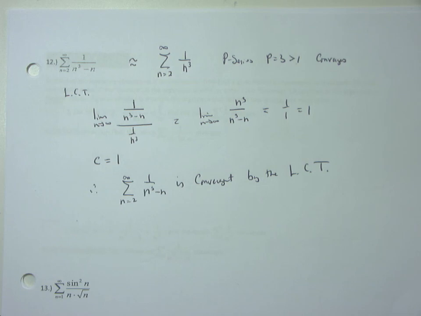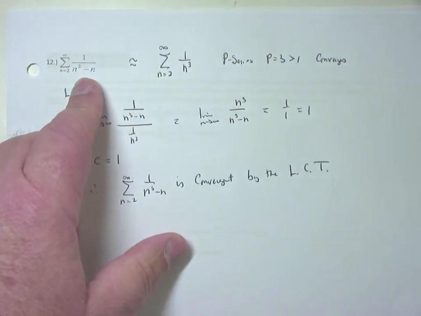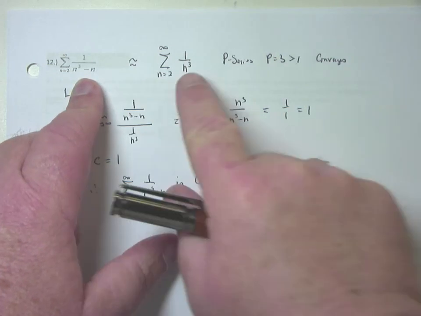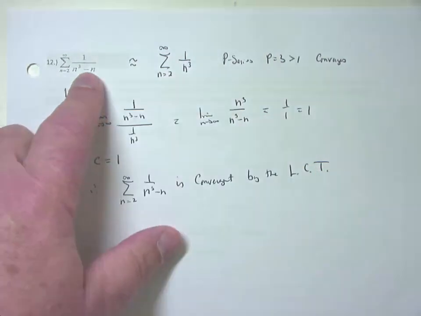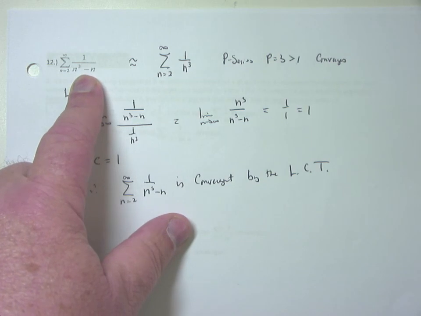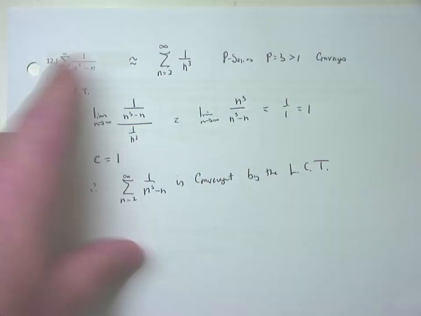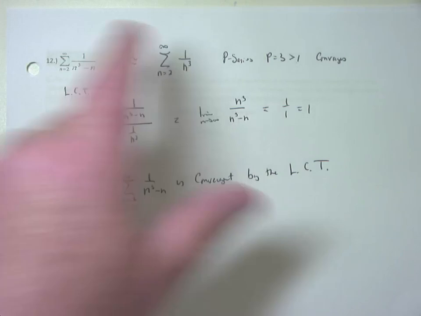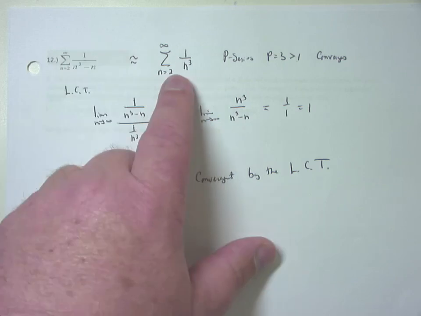Now, question for you: could I have used the direct comparison test on this problem? Yes or no? To do the direct comparison test, you've got to get that inequality just right. This series converges. But let's take a look at how these two series line up. When you subtract n from the denominator, the denominator gets smaller, so the overall fraction gets what? Bigger. So the sum of 1 over n cubed minus n, n from 2 to infinity, is actually bigger than the known series that converges.